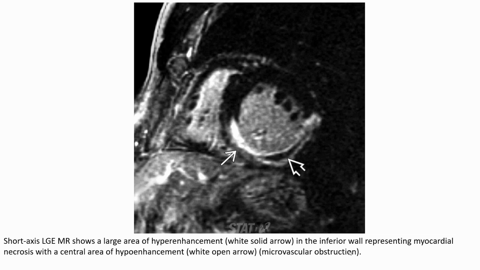The short axis LGE MR shows a large area of hyperenhancement. White solid arrow indicates the inferior wall, representing myocardial necrosis with a central area of hypoenhancement. White open arrow indicates microvascular obstruction.